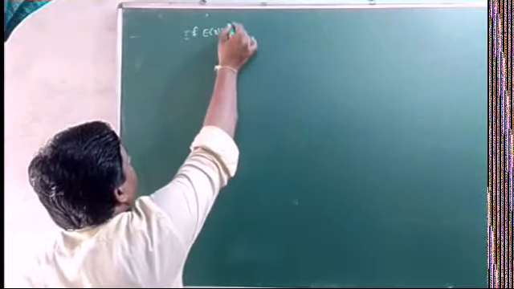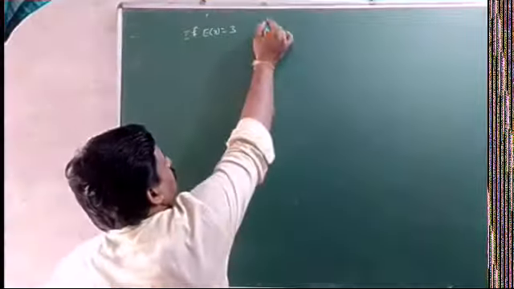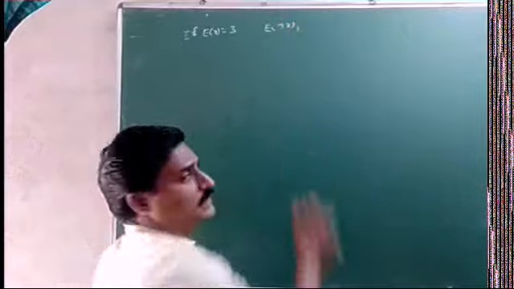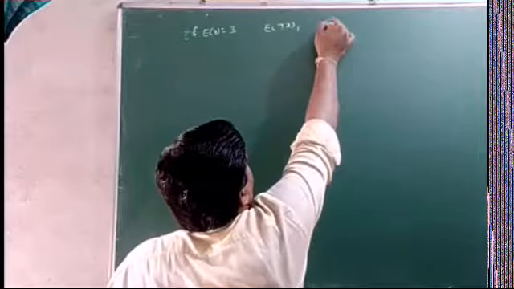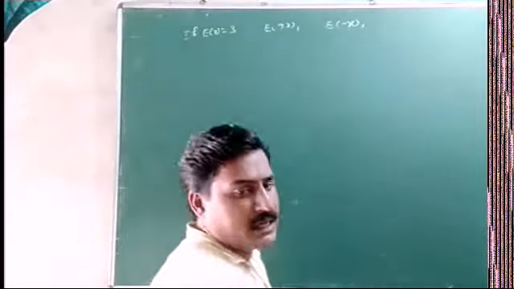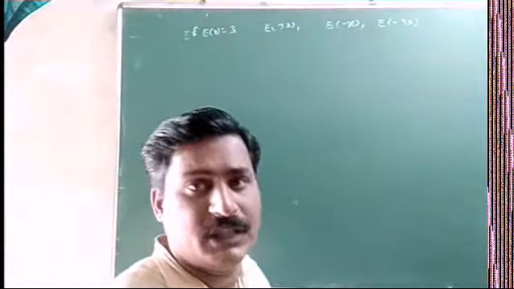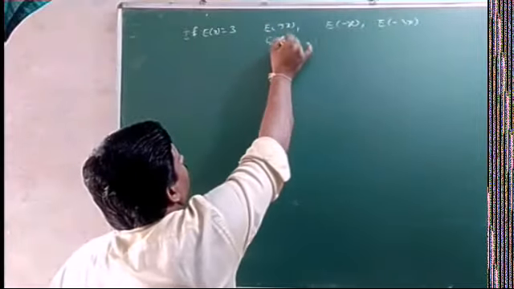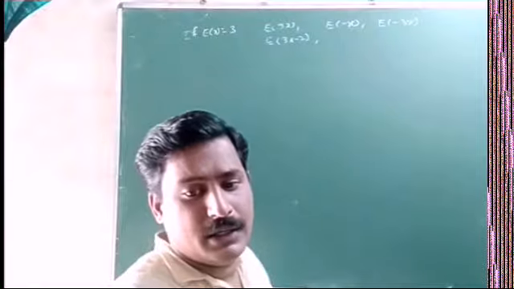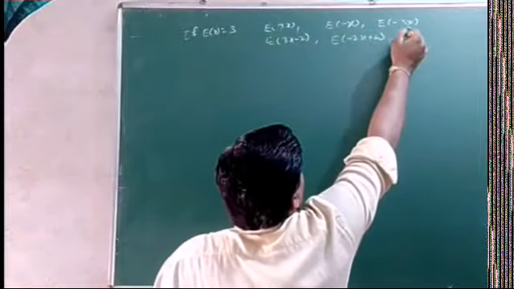If E of x is equal to 3, now find E of 3x, second E of minus x, then E of minus 3x, and E of 3x minus 2, and E of minus 2x plus 4, and finally E of 8.